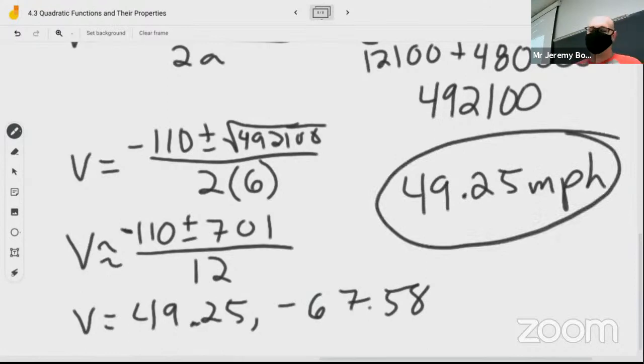And there you go. So in a real world scenario, when you're doing this, you'll get two solutions most of the time, unless the vertex is the one, or you'll get no solution. But usually in a real world scenario, there's one solution that has to get thrown away because it doesn't make sense in the context of the problem.